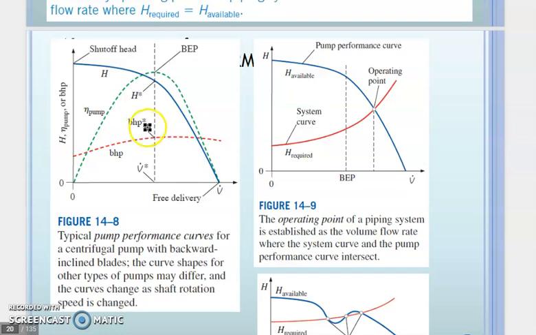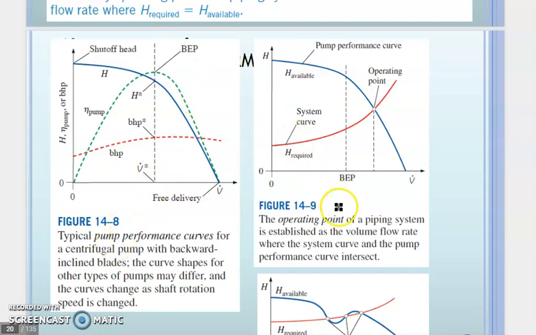Okay. BHP asterisk and V dot asterisk. So when you have a BEP point, which is the maximum efficiency of the pump, and then goes towards the head, and then brake horsepower, and then the capacity, all of it is going to be symbolized by H asterisk, BHP asterisk, V dot asterisk. Okay. So this is a typical pump performance curve for a centrifugal pump with backward inclined blades.